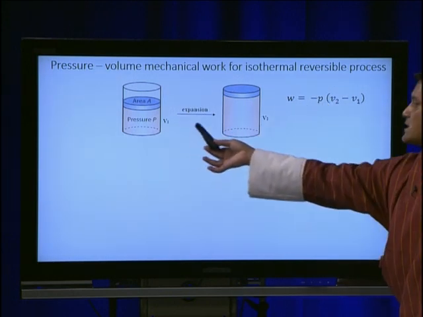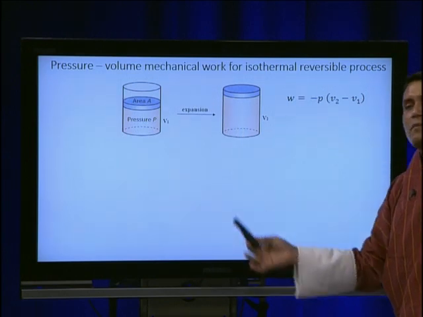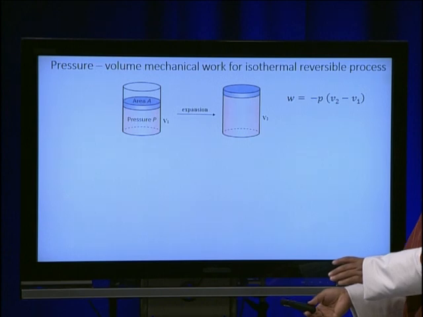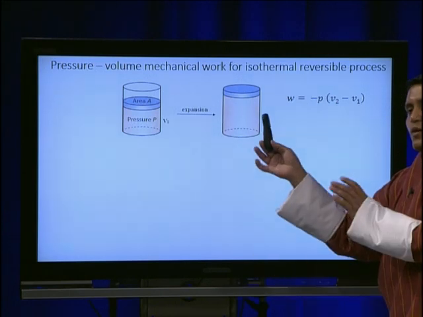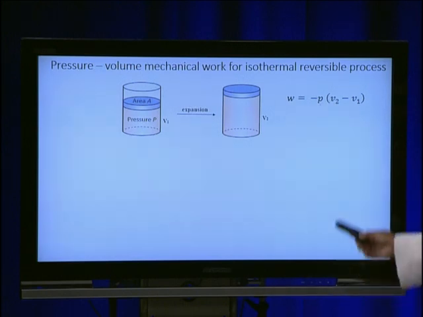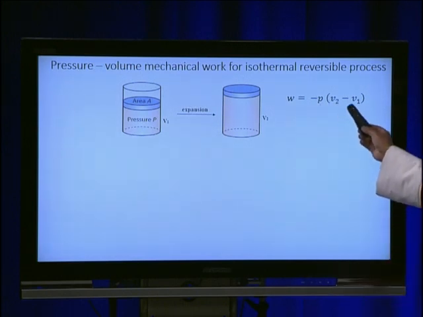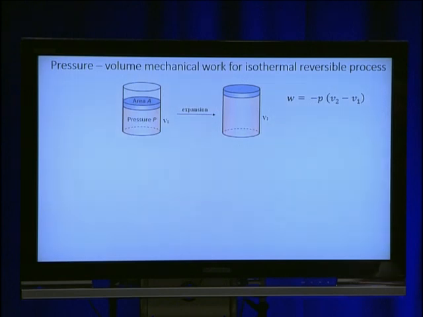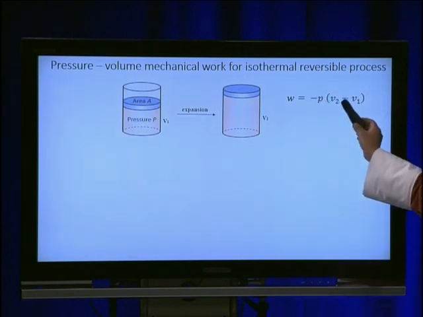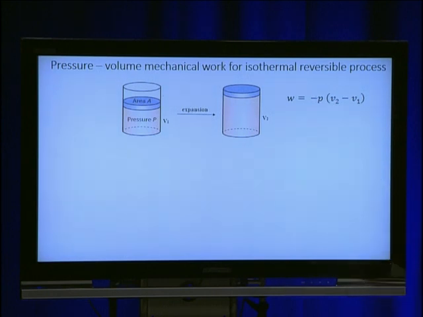In this expansion, what is happening is the pressure remains constant. Maybe other variables like temperature is changing, but the pressure is always maintained constant. So, here this P is the constant pressure, V2 is the final volume and V1 is the initial volume. So, work done is calculated as minus P into change in volume.